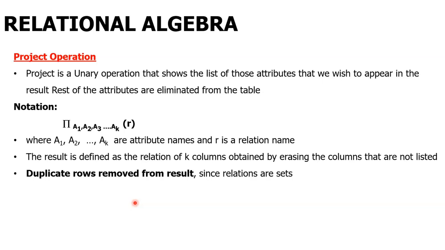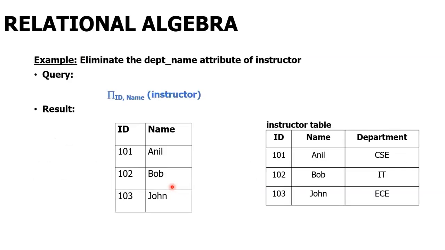So for this the notation is pi. This A1 to AK means the attributes you want from this table. As I said, A1, A2 to AK are the attributes and R is the relation name. The main concept of this project operator is that duplicate rows are removed from the result, which means whatever attributes you want will be displayed, and all other rows and columns will be deleted.